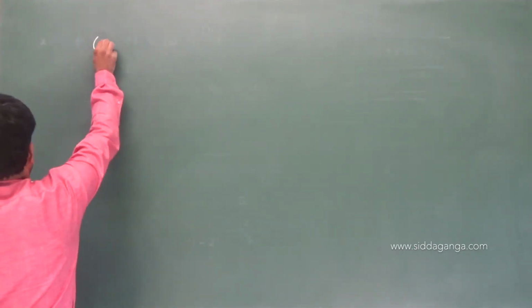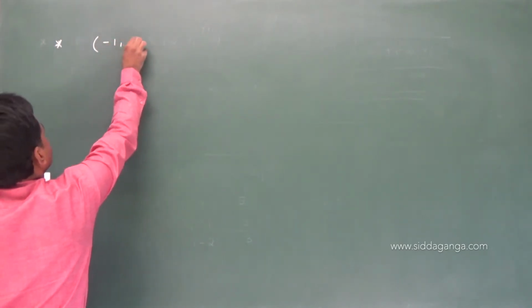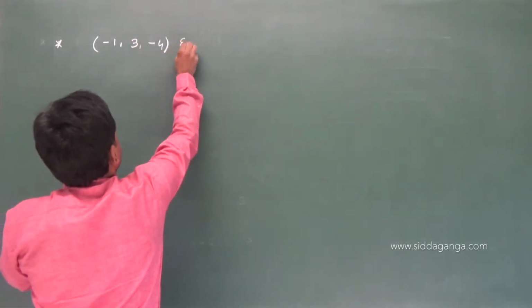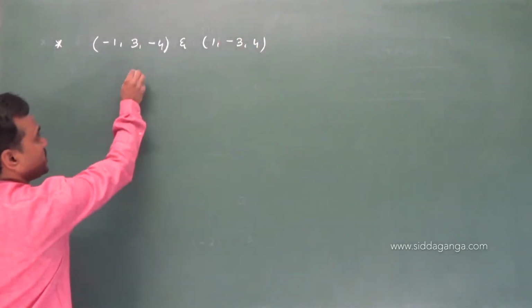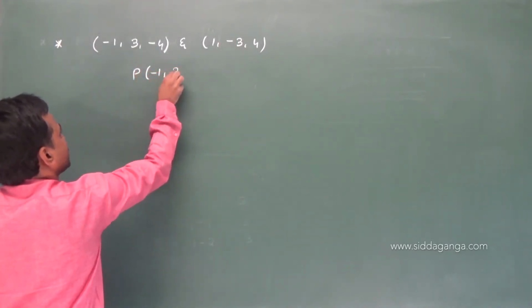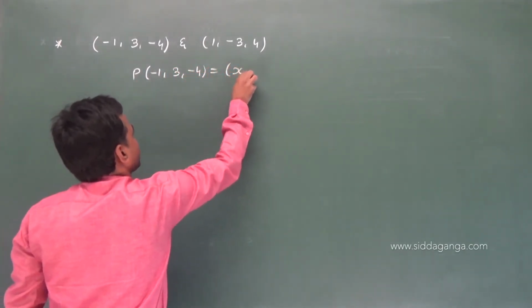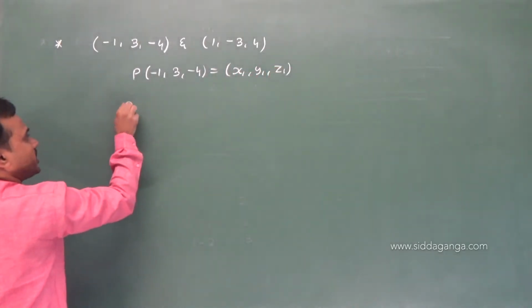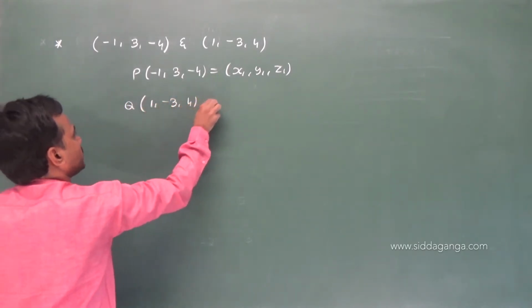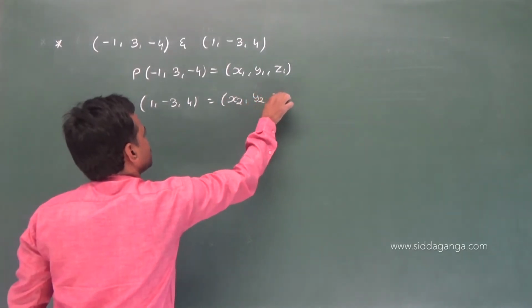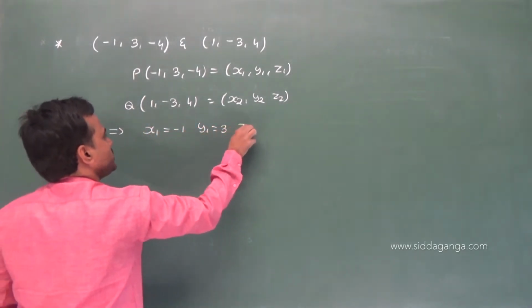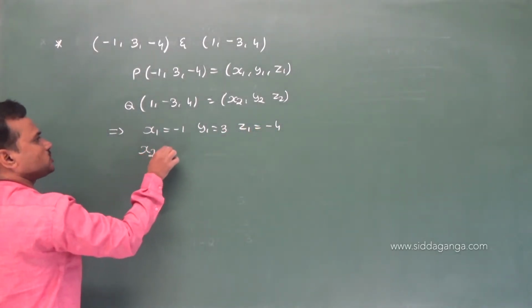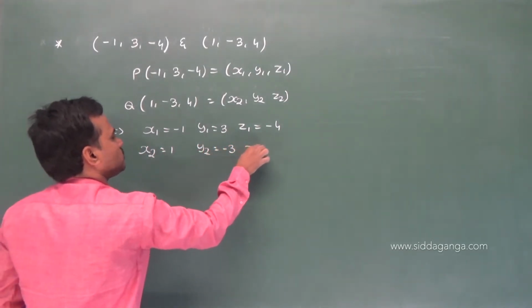Same type of question. Find the distance between these 2 points. Next problem. Minus 1, 3, minus 4 and 1, minus 3, 4. Same method. The first point I treat as P, minus 1, 3, minus 4, that I call x1, y1, z1. The next point I treat as Q, 1, minus 3, 4, that I treat as x2, y2, z2. That implies x1 is minus 1, y1 is 3, z1 is minus 4, correct? x2 is 1, y2 is minus 3, z2 is 4.